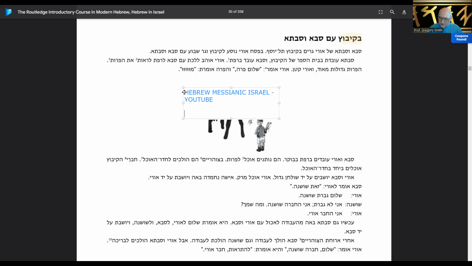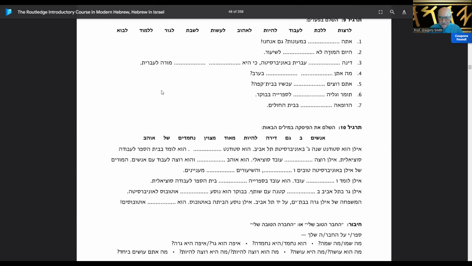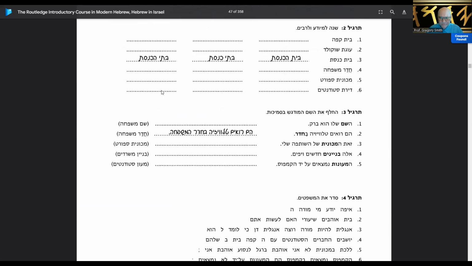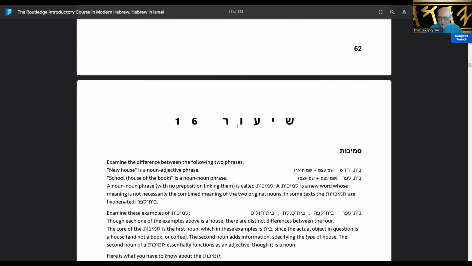But basically, I'm just interested in studying Hebrew. And for those of you who are also interested, that's great. So what we've been working on here is this Routledge Modern Hebrew. And this is the last chapter, Shiur 16. And so it's the final lesson in Unit 1.